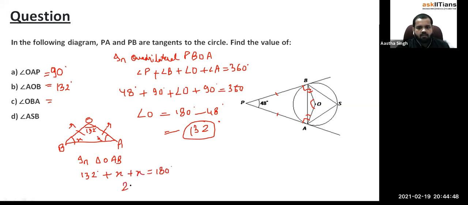So 2x will become 180 minus 132. 180 minus 132 will become 48. So x will become 24, and x is the same angle at B, which is basically OBA. Also, if the question asks OBA and OAB, both are equal, so we can also write angle OAB as 24.